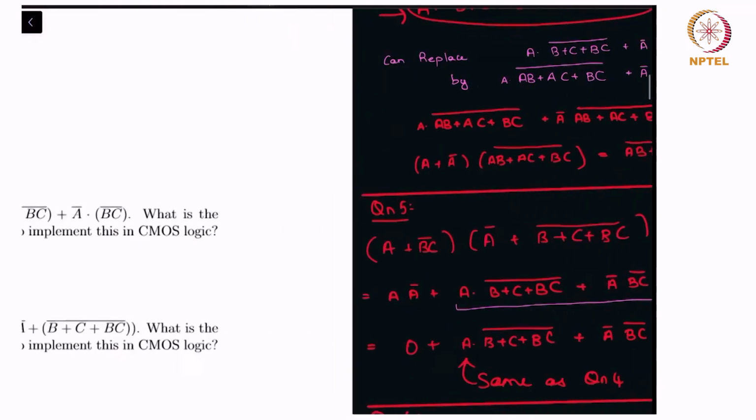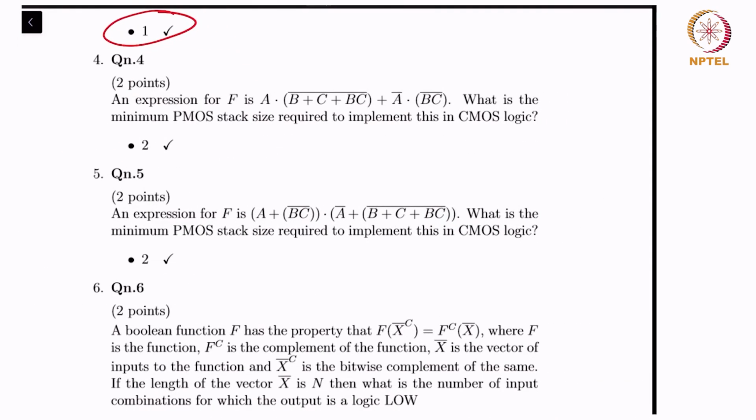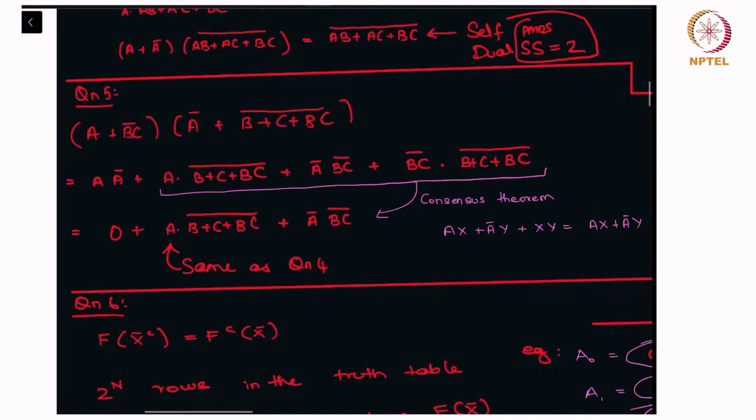right? And so in question number 5, again, this is the expression for f given, and we'll have to reduce it to a form that minimizes the PMOS stack size. So question number 4 has a stack size of 2. You can see over here that now let's say you just distribute this product. So you will get a bar times that, then a times that, and then you will get bc times a bar, and bc times that, right?